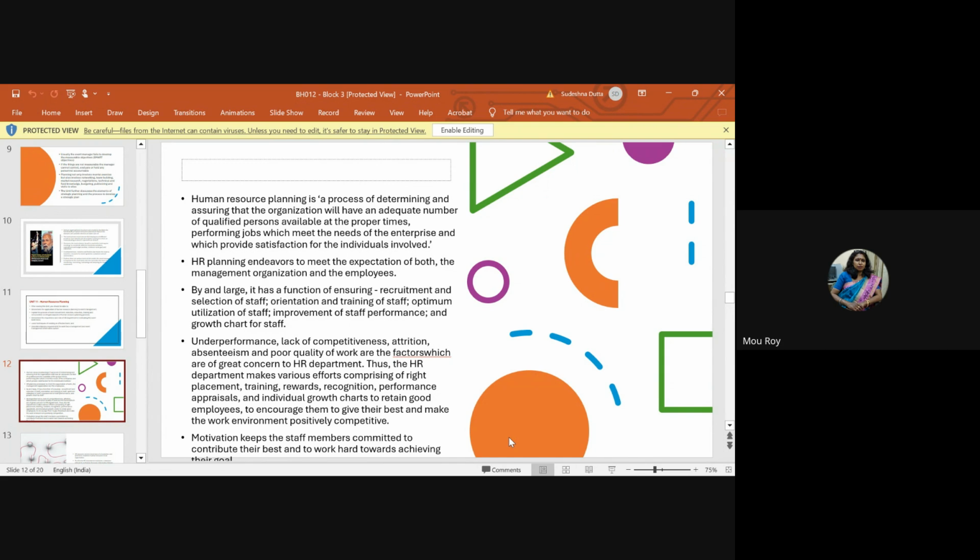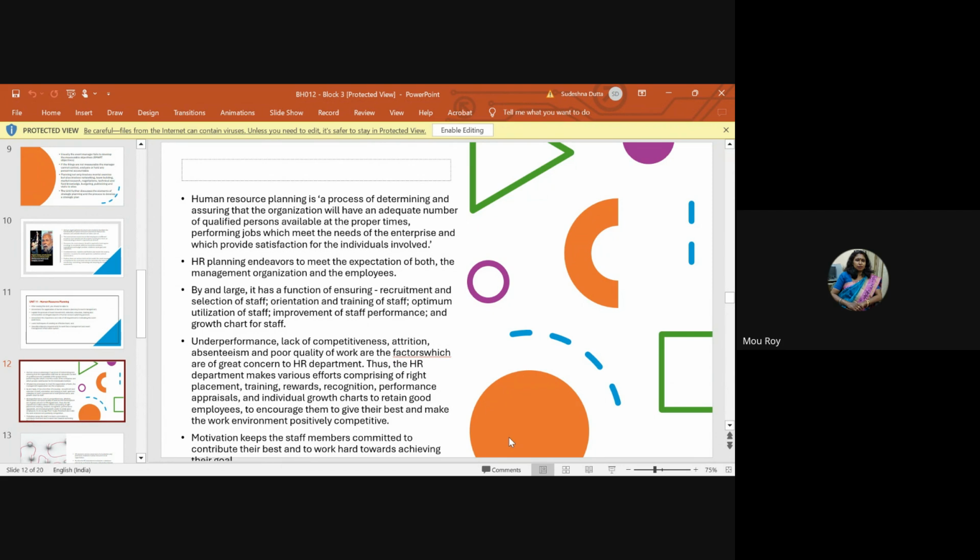Some companies, whenever they get any profit, keep it only for the company, and they don't give any share to their employees. So that should not be. In that way, you have a lot of employee turnover in those types of organizations, so you have to ensure that. By and large, it has a function of ensuring recruitment and selection of staff.